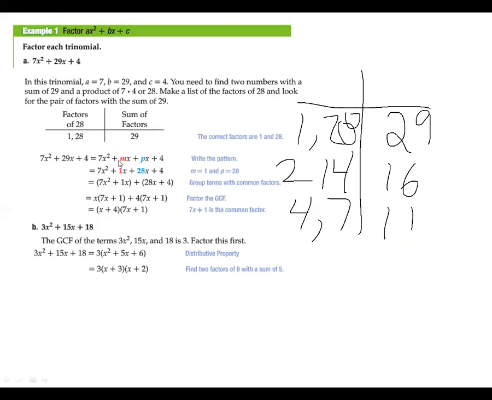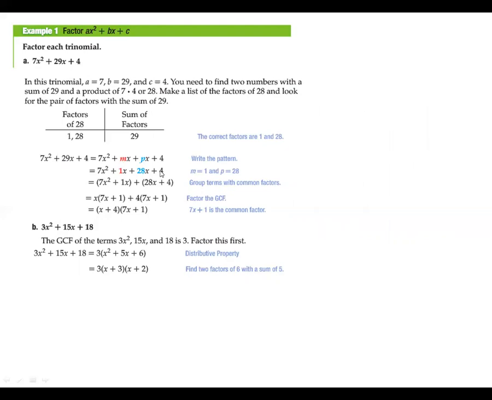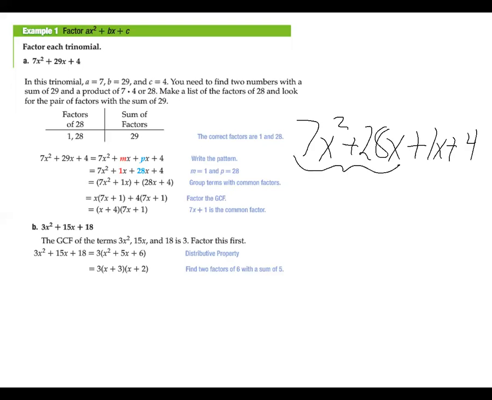So it's 7x squared plus 1x plus 28x plus 4. Okay? Now the question always comes up, how do I know which one to make the 1 and which one to make the 28? Well, it doesn't really matter, because watch this. If I do the 7x squared plus 28x plus 1x plus 4, these two I can factor out a 7x, which would leave x plus 4. And then these two, there's no GCF except 1, so just factor out the 1.